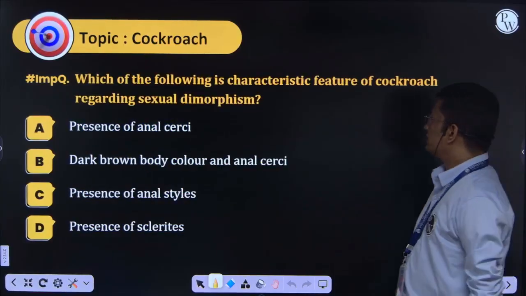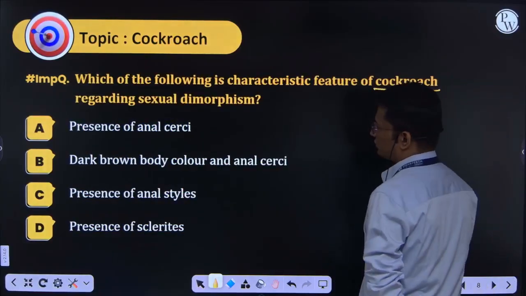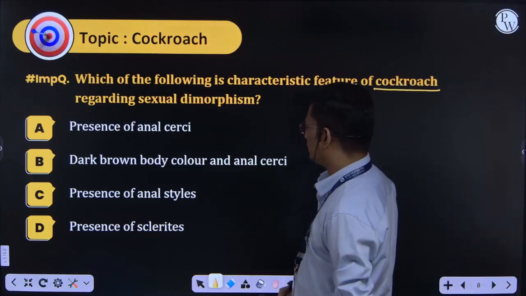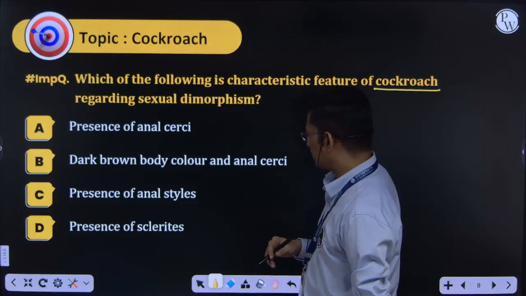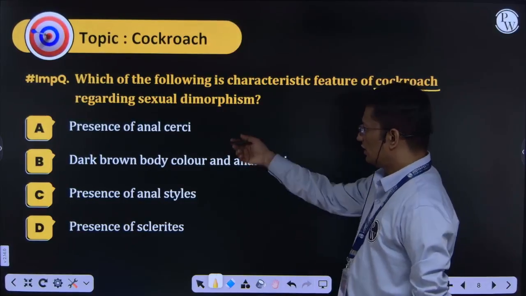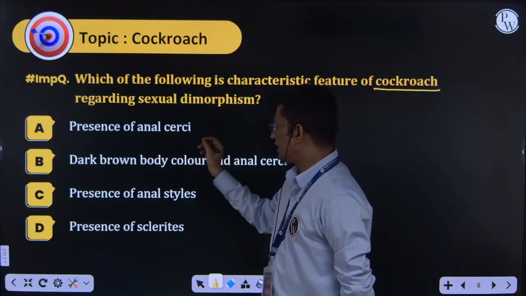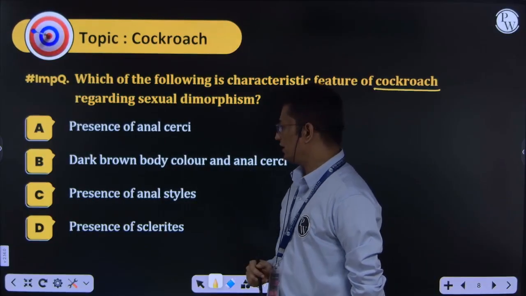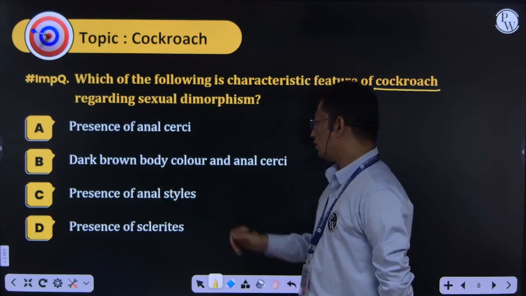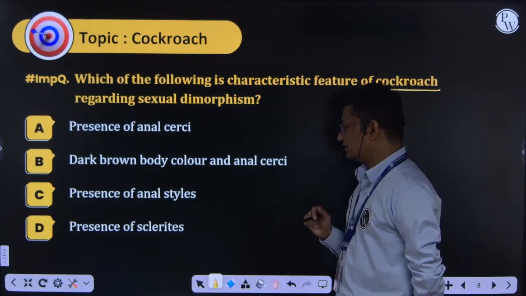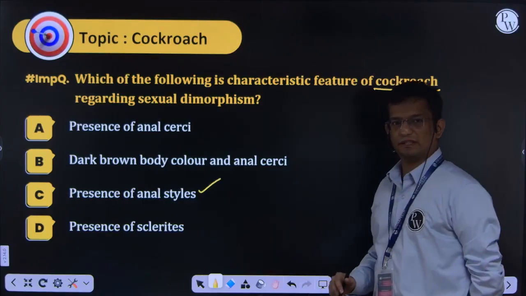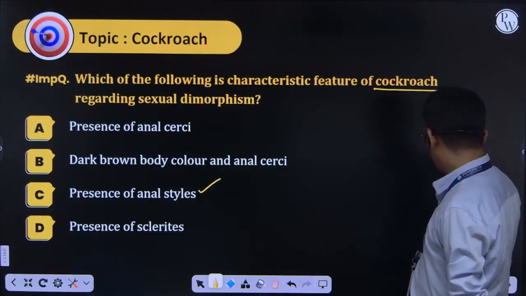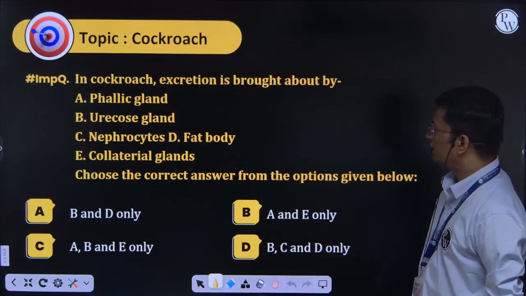Which of the following is the characteristic feature of cockroach regarding sexual dimorphism? So sexual dimorphism, on what basis are we classifying the male and female cockroach? Here some options are given. Presence of anal cerci, that is present in both male and female cockroach. Dark brown body color and anal cerci. Presence of anal styles. This anal style is only present in male cockroach. So in this way we can distinguish male and female cockroach.